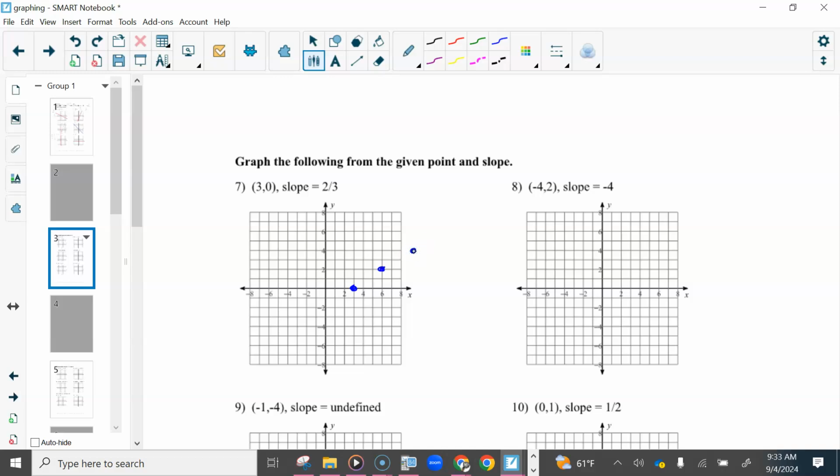You don't need that extra point unless you want it. And then I'm going to go the opposite way: down 2, to the left 3, as many times as I can. Now this one, I can see my y-intercept is negative 2, so I could have graphed this from slope-intercept form, but sometimes these points and slopes get a little off and the y-intercepts become decimals, and that's when it gets a little tricky.